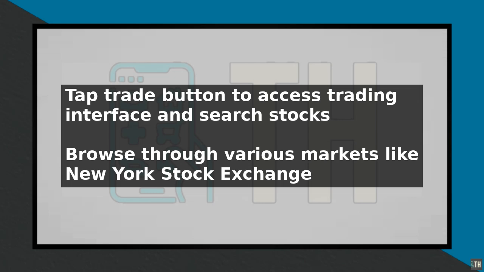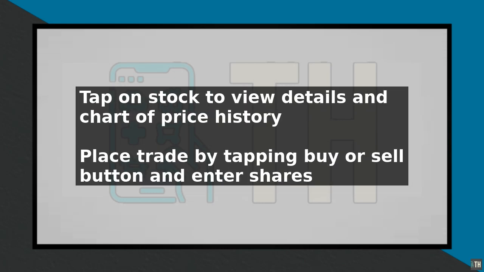To place a trade, tap on the Buy or Sell button. Depending on whether you want to purchase or sell the stock, you will then be prompted to enter the number of shares you want to trade and the price at which you want to trade them. You can also set stop loss and take profit orders to limit your potential losses and lock in profits.